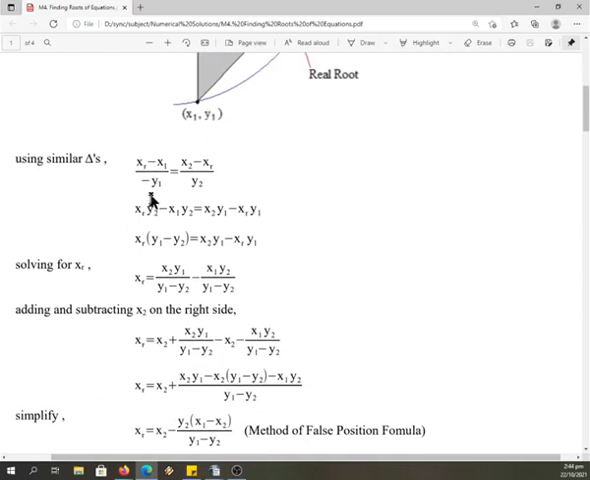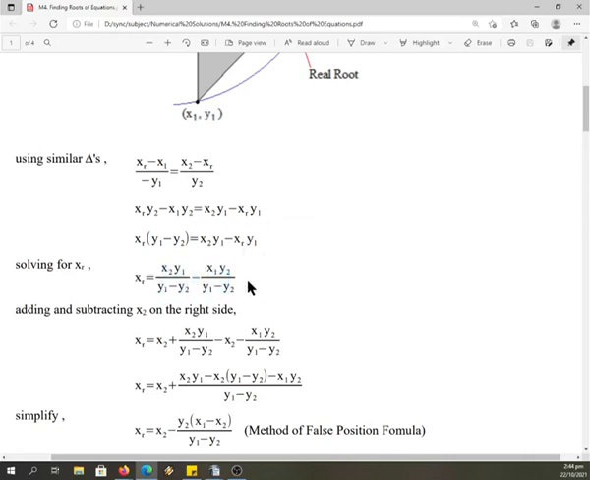Now, solving for xr, we continue. Cross multiply: we have xr y2 minus x1 y2 is equal to x2 y1 minus xr y1. Solving for xr, transposing this term onto the left side and factoring out xr, we have this equation. Now, solving for xr, we can express xr in terms of this equation.